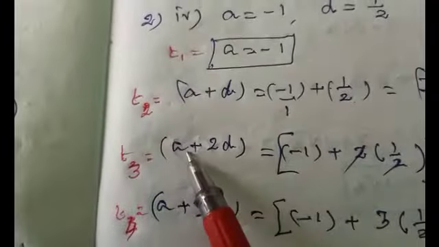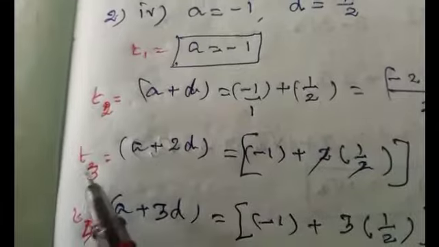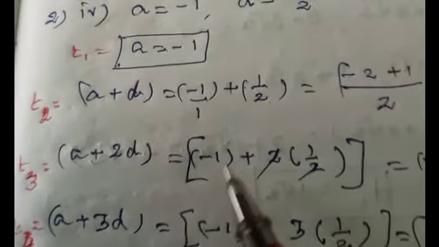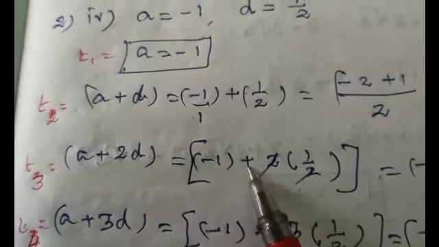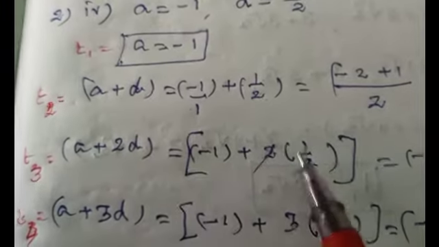Now t3 means a plus 2d. So term 3 is a plus 2d, a is minus 1 plus 2 into d, that is 1 by 2. So 2 can be cancelled. So minus 1 plus 1 will be 0.